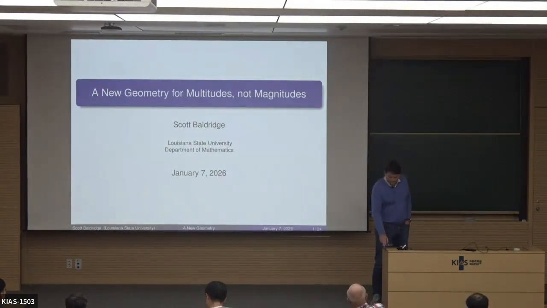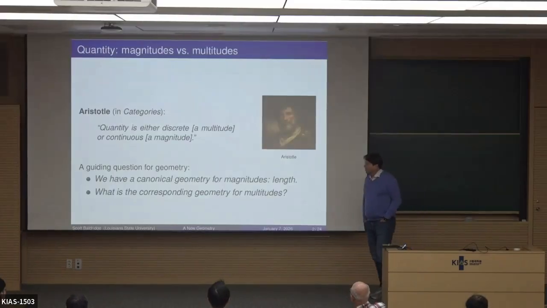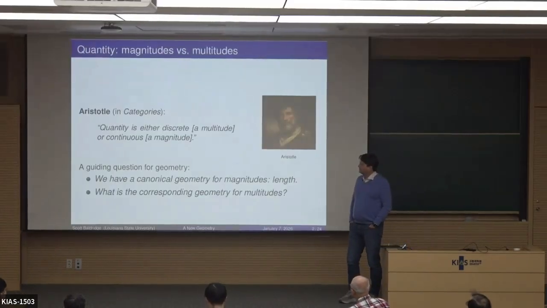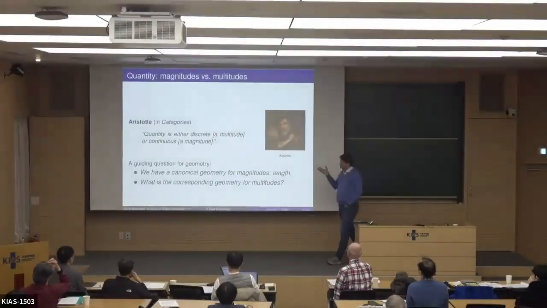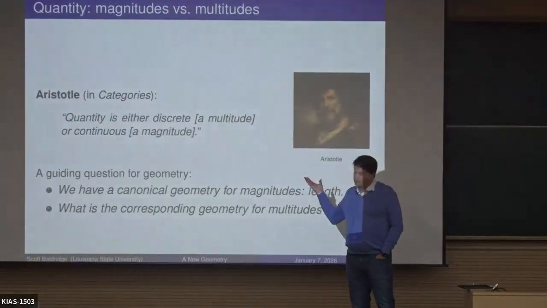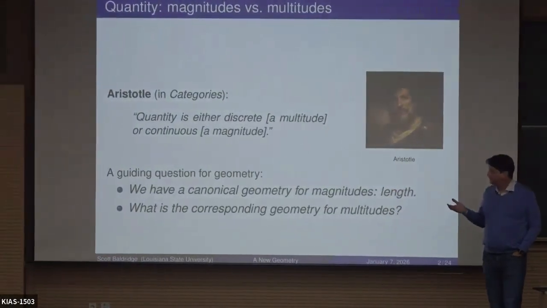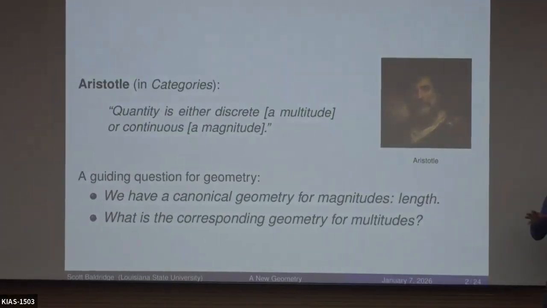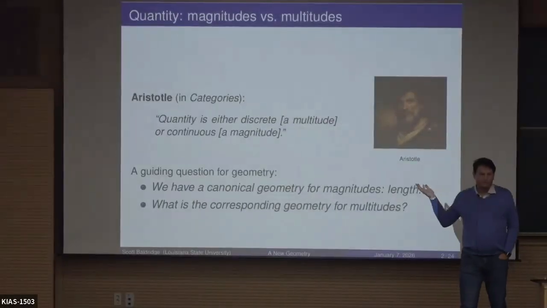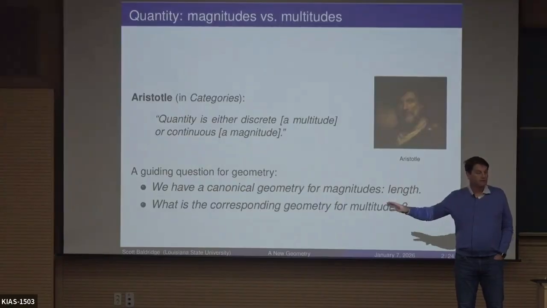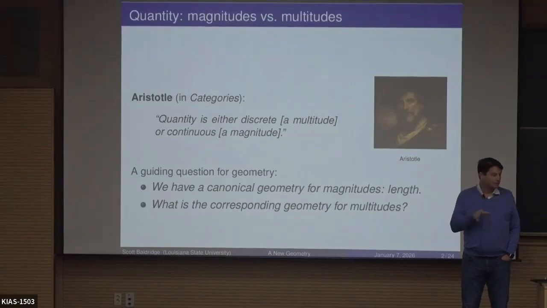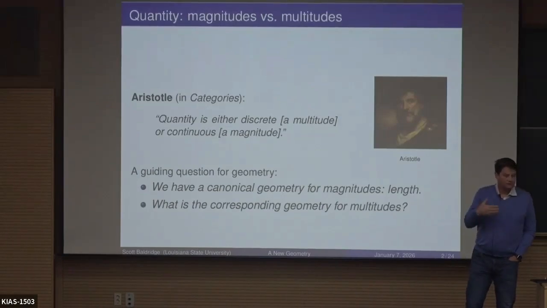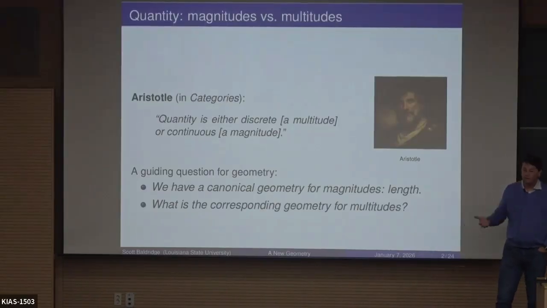So the first point is kind of a warning. There's a little bit of history behind this, and so I want to talk about the history. Aristotle said quantity is either discrete, in other words, a multitude, or it's continuous, a magnitude. I want to focus on discrete, like combinatorics, but I'm not talking about combinatorics per se. I'm talking about discrete in terms of geometry, in terms of a smooth n-manifold. So you take a smooth 2-manifold, and what can you do discretely about it?